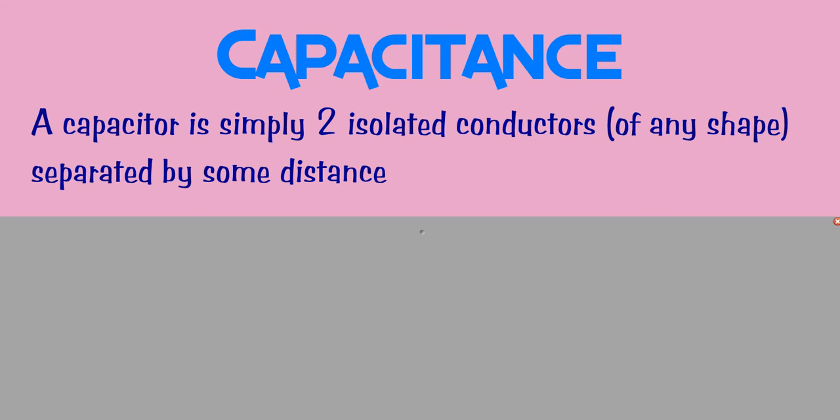This video will introduce you to the physics behind something called a capacitor, which is simply two isolated conductors of any shape that are separated by some distance. Quite often when we're talking about capacitors, we'll talk about the capacitor plates. We use this term because the most common shape for a capacitor is two parallel plates.